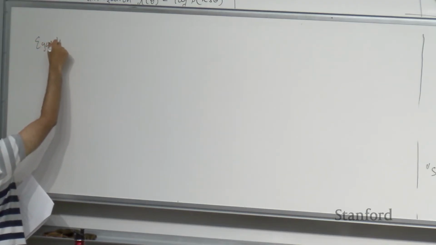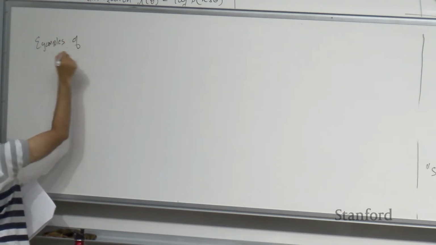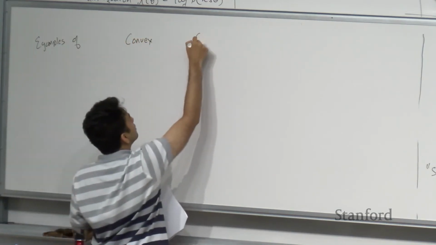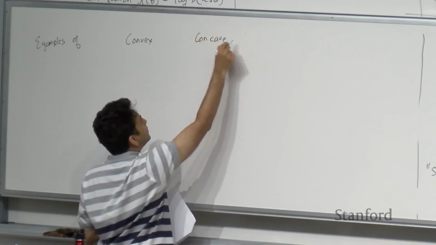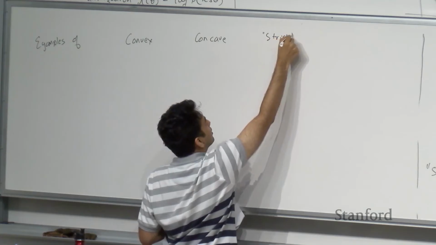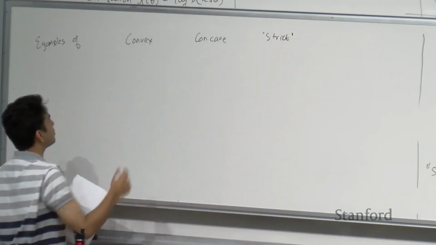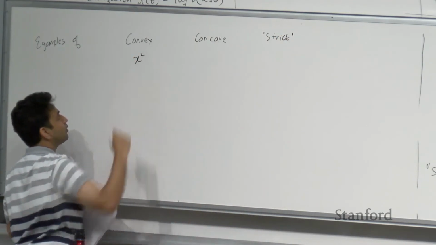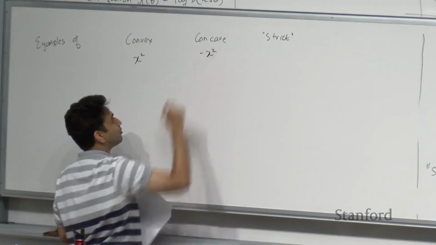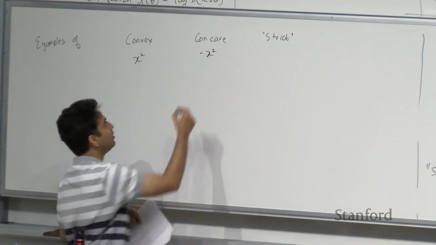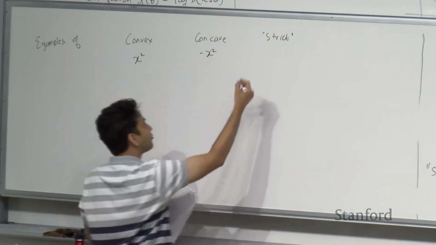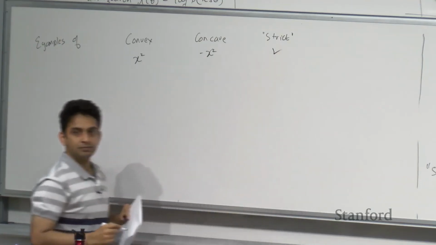So examples of convex, concave, and strict, yes or no, right? So convex function, we saw x square is convex, minus x square is therefore concave, right? And is this strictly convex? And therefore also strictly concave, right?